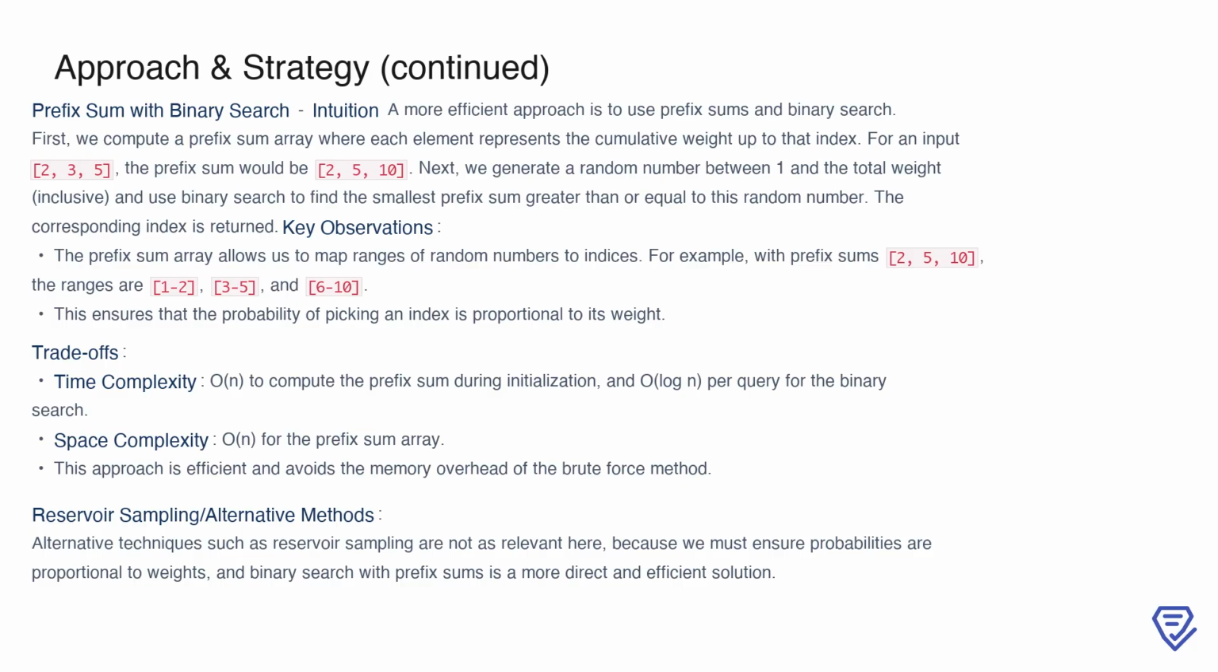The time complexity for initialization is O(n) to compute the prefix sum, and each query takes O(log n) due to binary search. The space complexity is O(n), making this approach far more efficient than the brute force method. Alternative techniques, such as reservoir sampling, are less relevant here since they don't directly address the need for proportional probabilities as effectively as this approach.